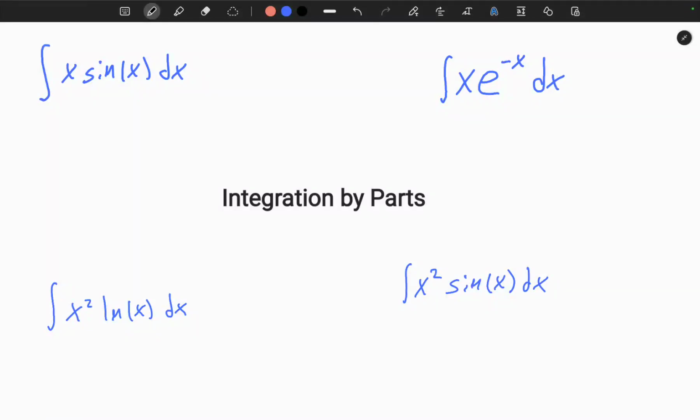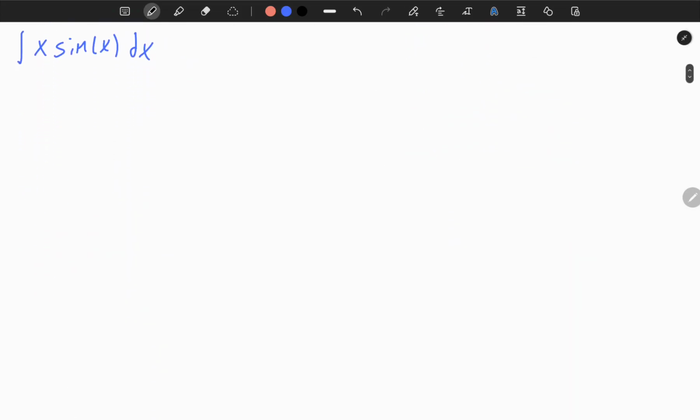So today we're going to be looking at integration by parts, and we're going to be working out 4 different problems today. And towards the end, I will actually show you a situation in which we have to use integration by parts twice. So let's begin here.